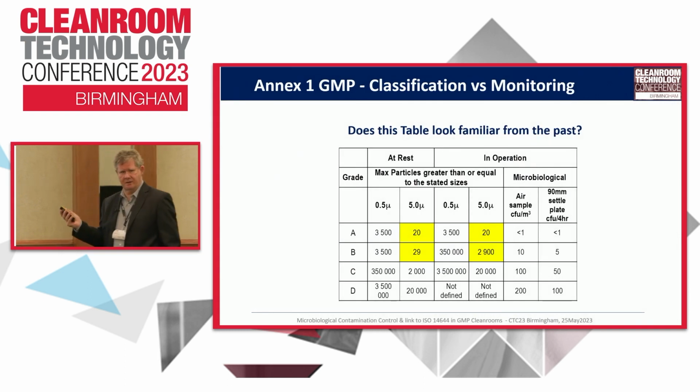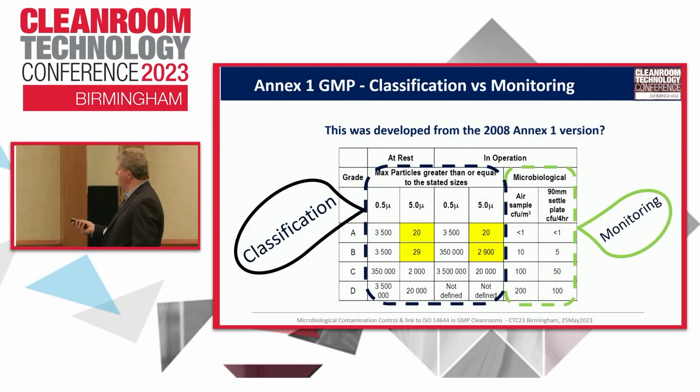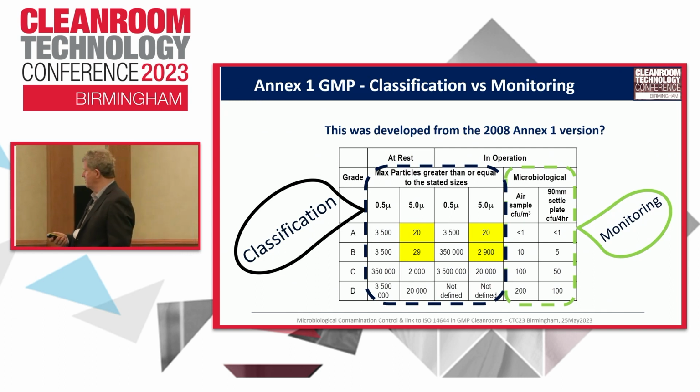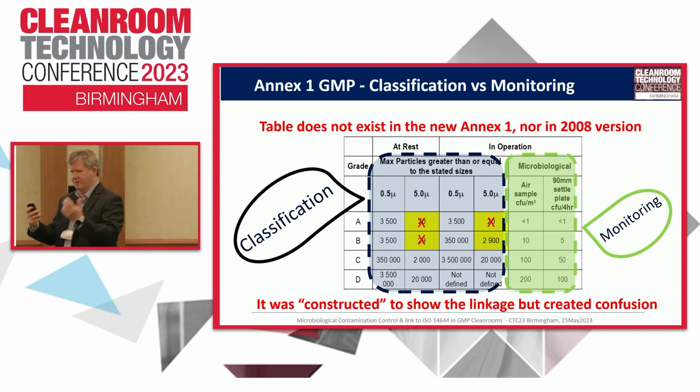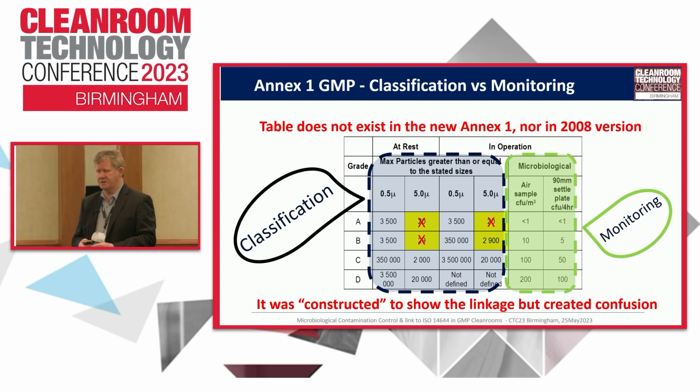For those in Annex 1, you may remember this table, okay? There's the 2029 that's now gone out of from -1 in 2015. This goes back to 2008, okay? Except the difference is the left-hand side is total particles, deals with classification. And the right-hand side is microorganisms, which is monitoring, okay? But people confuse the two by putting them together. So guess what? That table never existed in Annex 1, never. We, the people, put it together in some fashion over the years, and then it's been used commonly in lots of different areas on it, right?